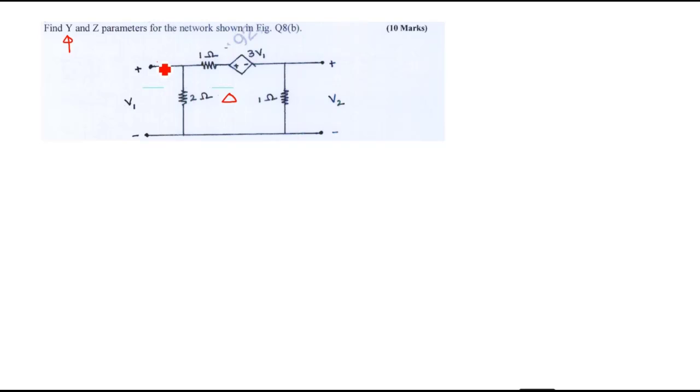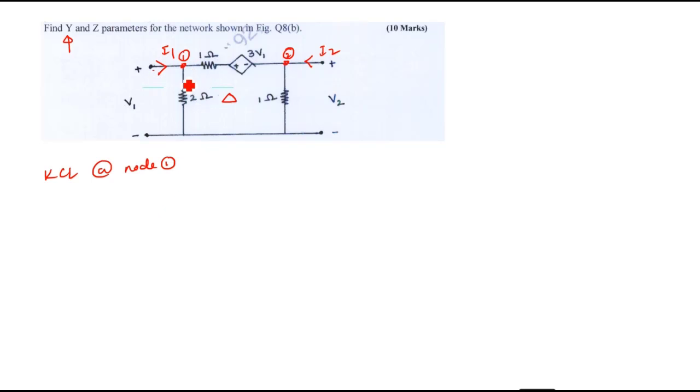So here the current I1 is flowing. Here current I2 is flowing. These two are not given. You have to write it down. Here it is node 1. Here it is node 2. So apply KCL at node 1.